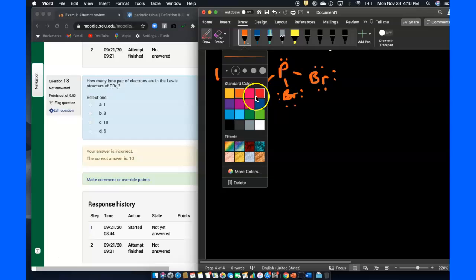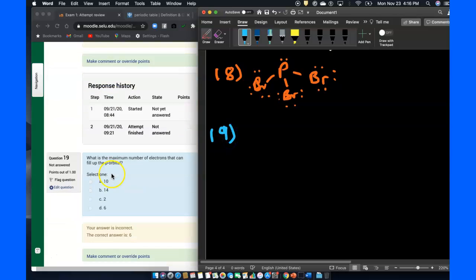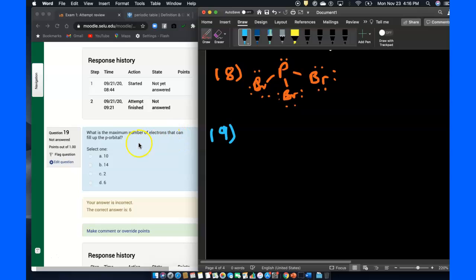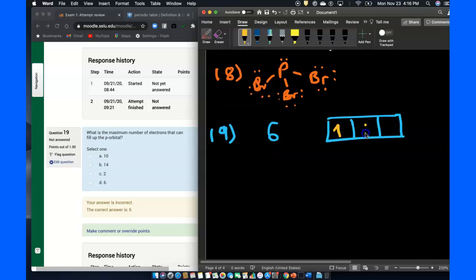Next, we do question 19. What is the maximum number of electrons that can fill up a p orbital? You know that it's 6, because each orbital takes a maximum of 2, and those electrons have opposite spins. So you singly populate these orbitals and then pair them up. You count all of them, and it turns out there are going to be 6 of them in there. All right, simple as that.